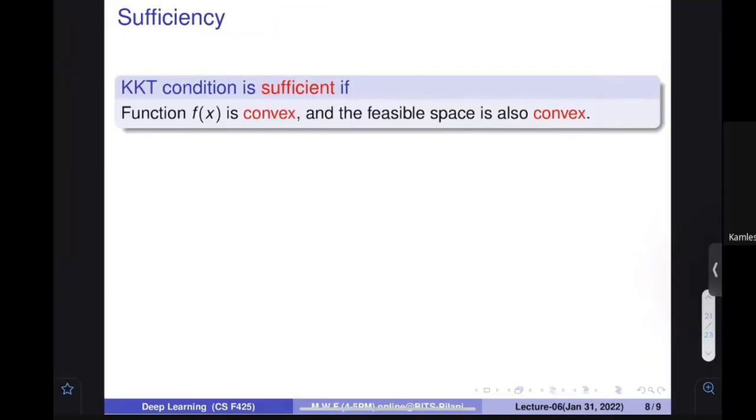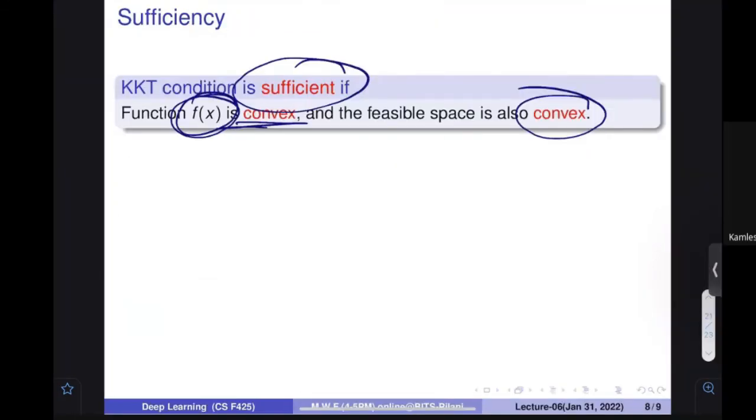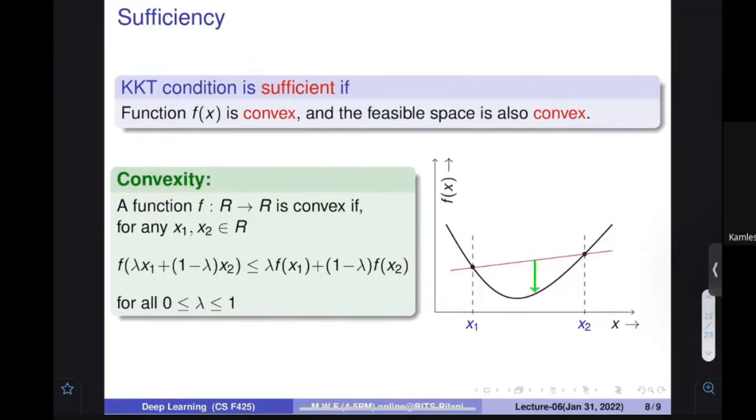However, this is not sufficient. It would be sufficient if the function that you are going to consider is actually a convex function. If the function you are going to consider is a convex function, then this KKT condition becomes sufficient also. Just for the sake of completeness, I wanted to tell you what I mean by convex here, and at a later point of time we would be requiring this thing.